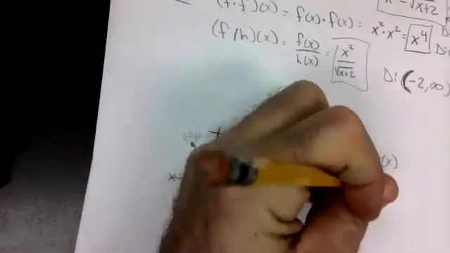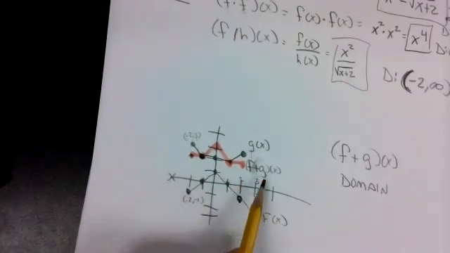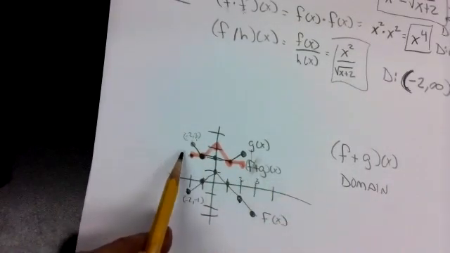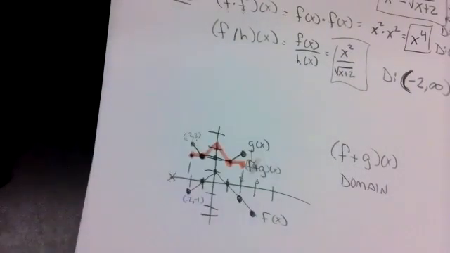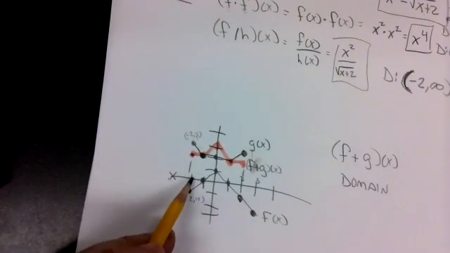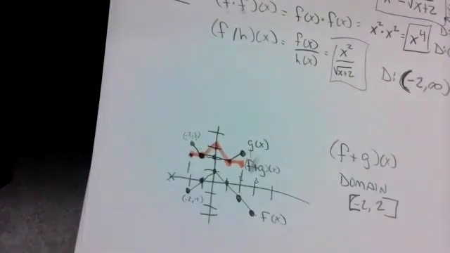If they ask for the domain, that's basically asking, so what are your inputs? The fact that we didn't have any more inputs out here and there's nothing over here, your graph only goes from here to here, and your domain is from -2 to +2.